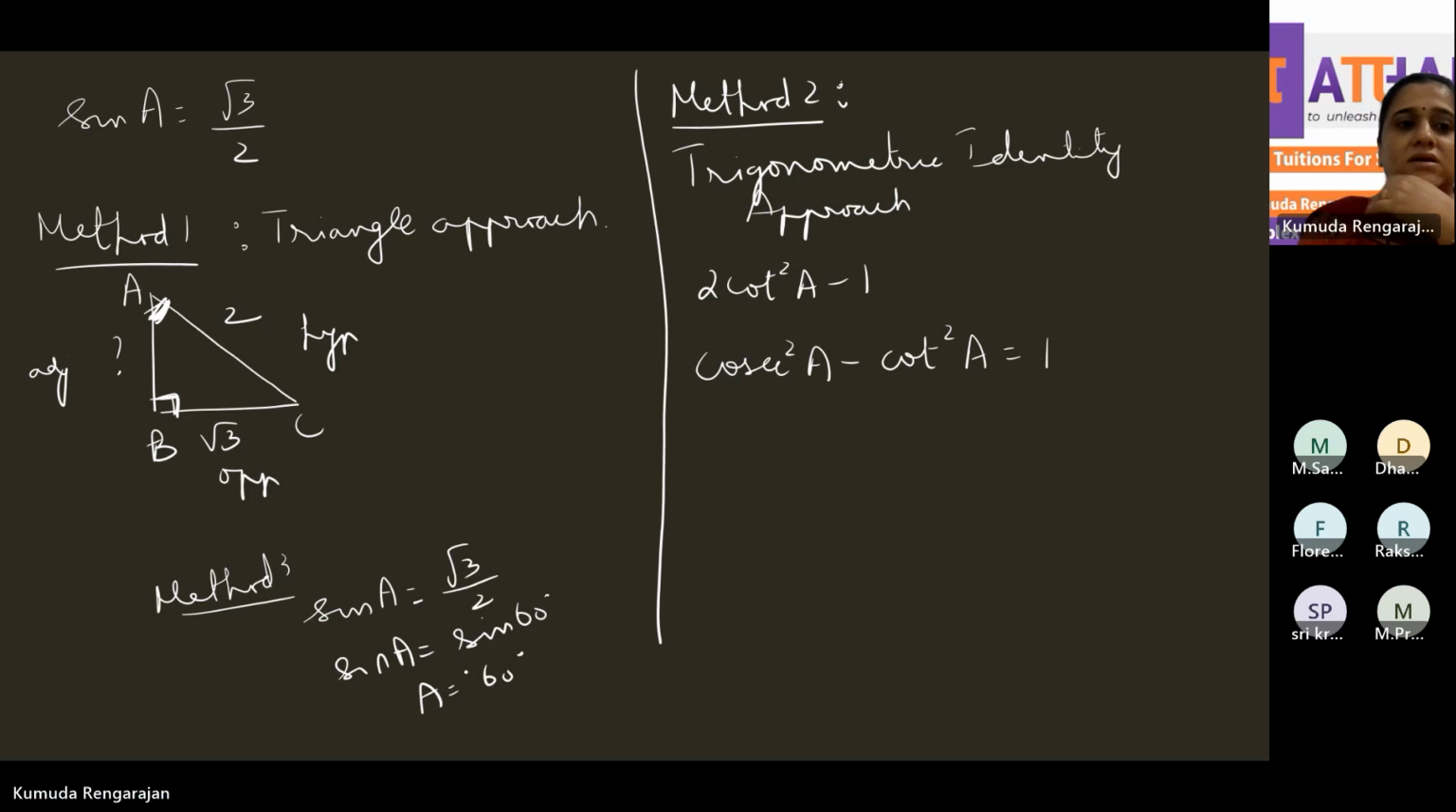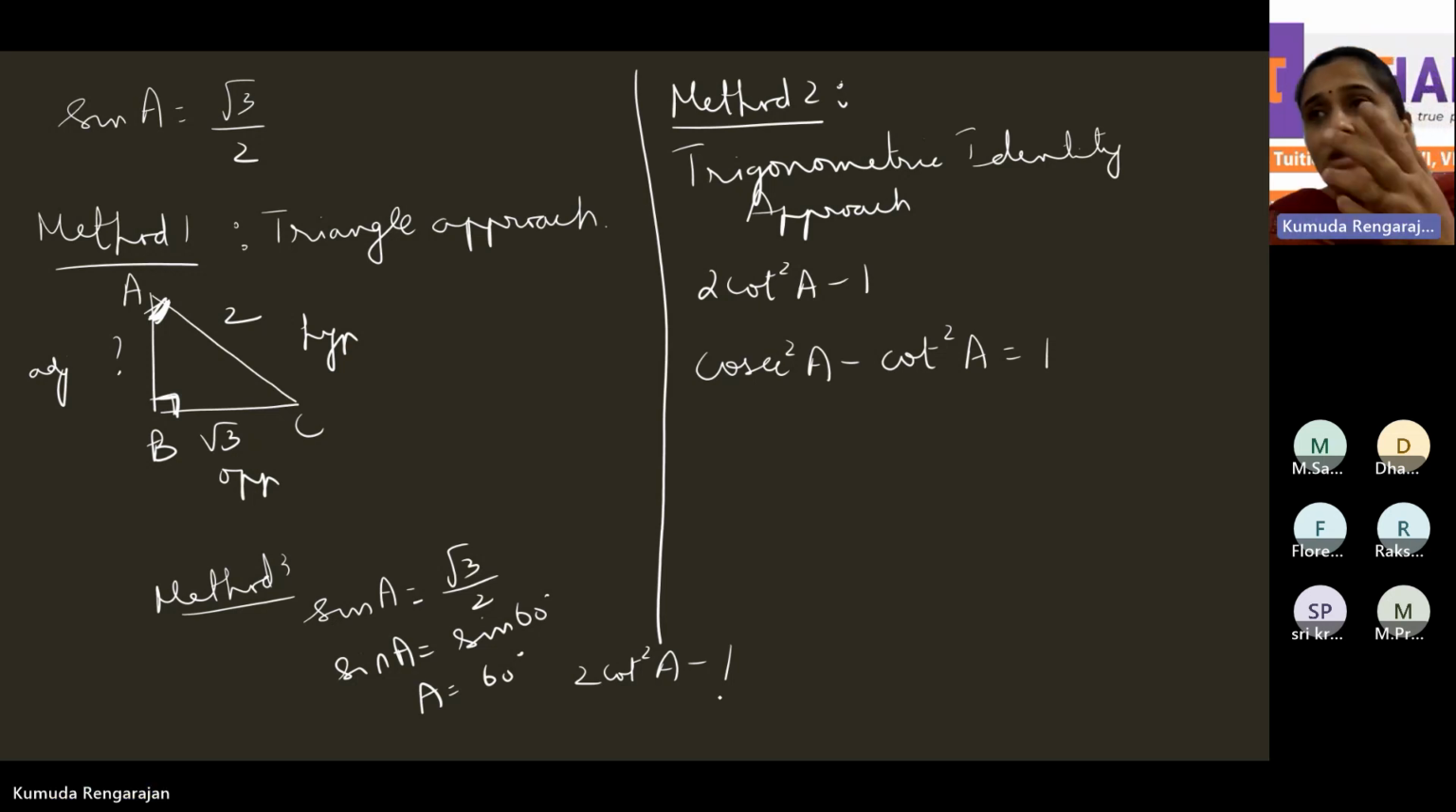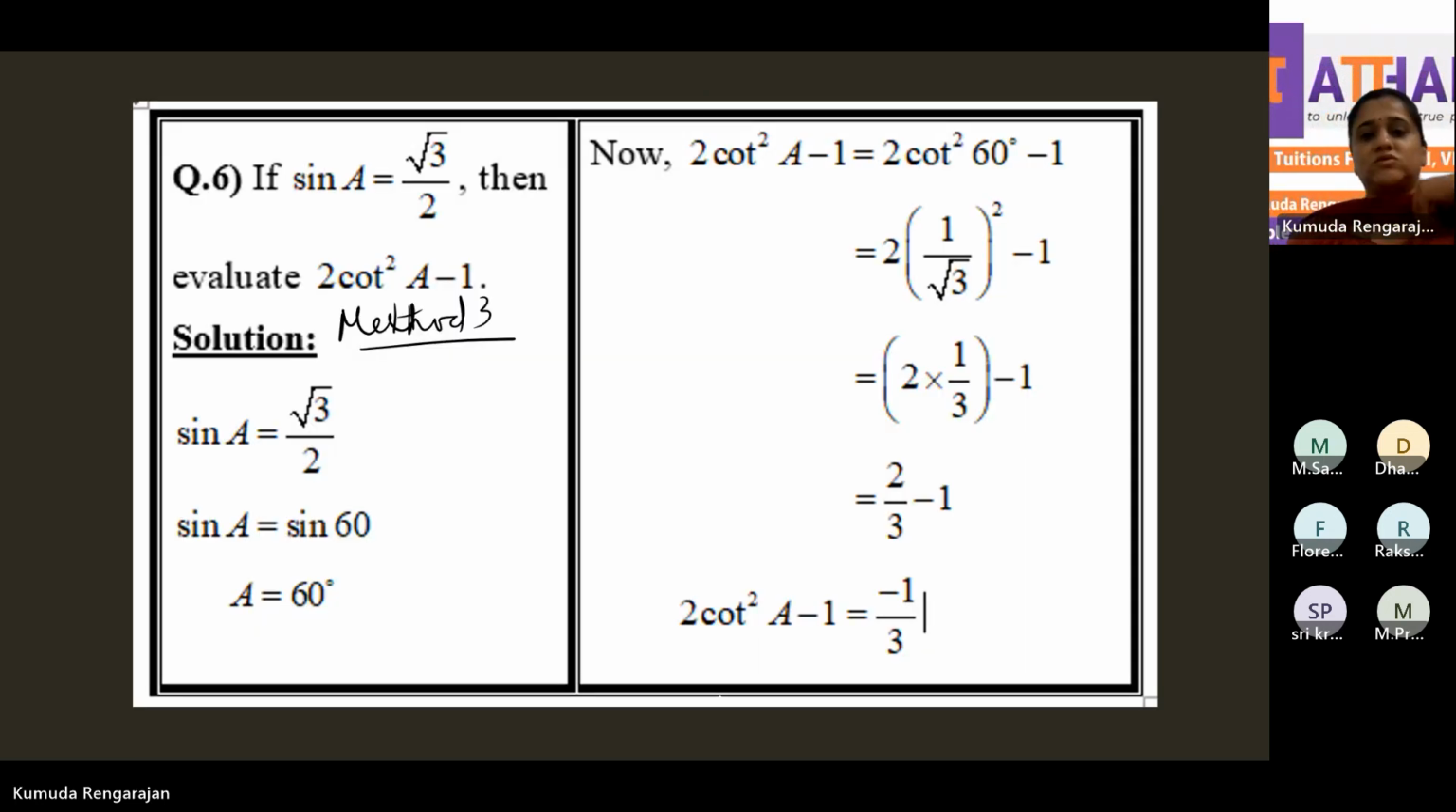Agree? Now we found A, no? Now we will have to evaluate 2 cot square A minus 1. And A is 60 degrees. So it is 2 cot square 60 minus 1. Cot square 60 degrees. What is cot 60 degrees? What is tan 60? Root 3. So cot 60 will be 1 by root 3. And cot square meaning whole square.